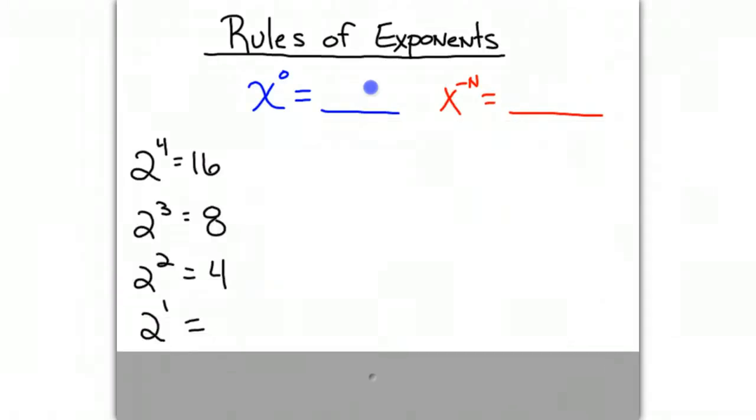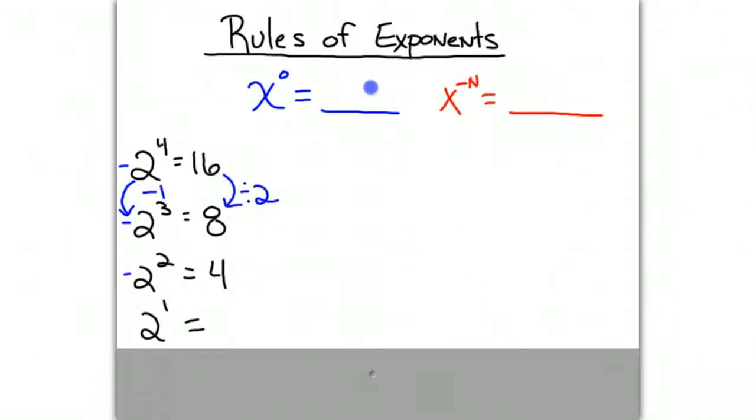powers of 2. So we know that 2 to the 4th is equal to 16. We know that 2 cubed is equal to 8. We know that 2 squared is equal to 4. And let's look at the relationship. As we move from 2 to the 4th to 2 cubed, what we're doing is we're subtracting 1 from the exponents. And if we look at the outputs of 16 and 8, we're moving from 16 to 8 by dividing by 2. And so we can see that this pattern continues.